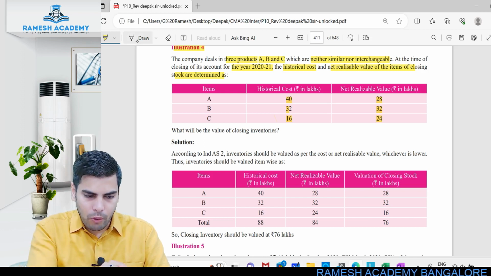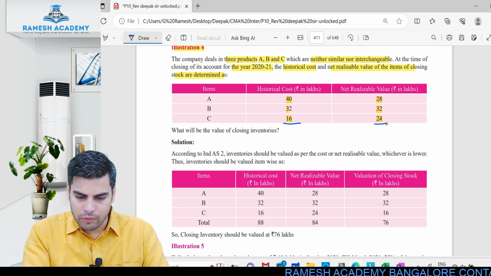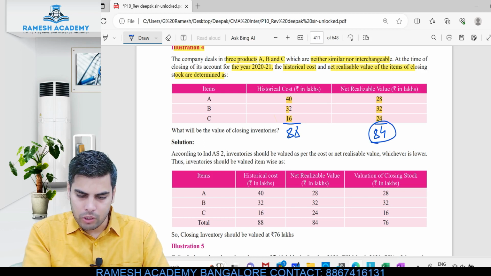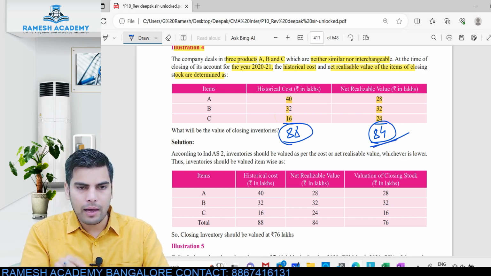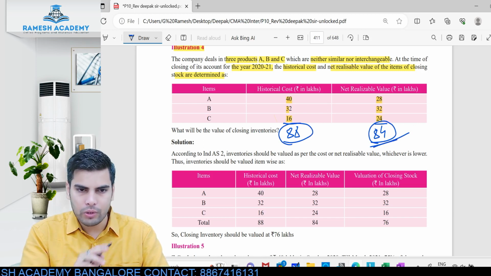Usually in the examination they'll also give you the total. So total of this would be how much? 40, 70, 80, 88, right? So this would be 88 lakh, and the total of this would be 30, 50, 60, 84. The mistake we'll make is to just focus on the total. Total cost is 88, total net realizable value is 84, so inventory will be valued at 84. No, that is absolutely wrong.